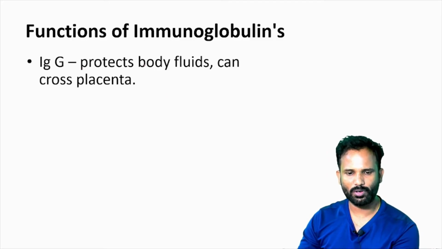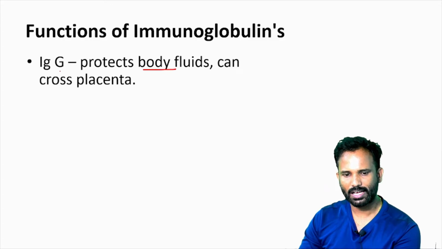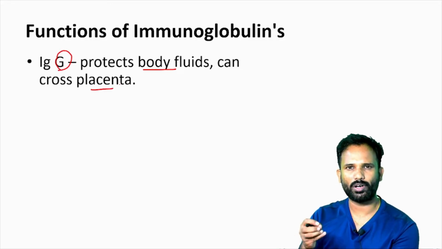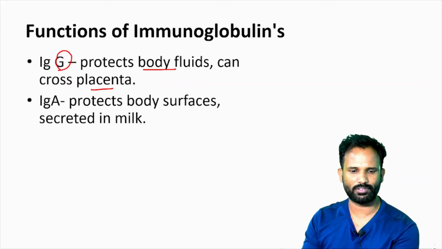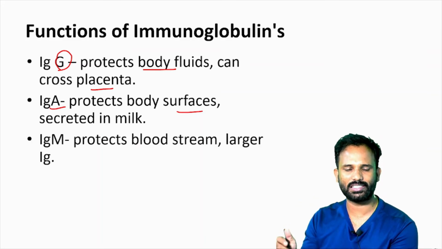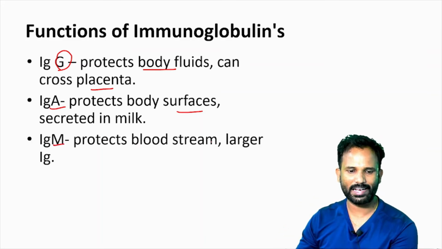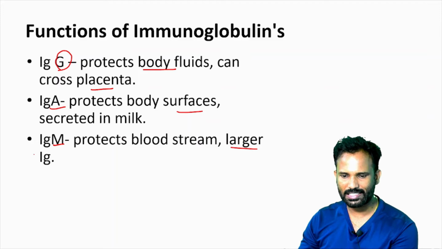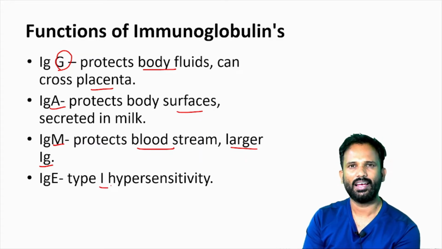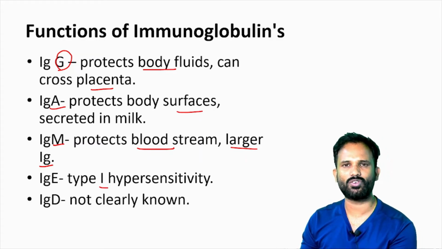So immunoglobulins protect. IgG can cross placenta, and also it is the important immunoglobulin in the blood and body. IgA, we call this secretory immunoglobulin, and it is a surface immunoglobulin. So secretory as well as surface. IgM, M for mega, and that is the larger immunoglobulin, and it protects the blood. IgE is responsible for type 1 hypersensitivity reaction, and the IgD activity is not clearly known.